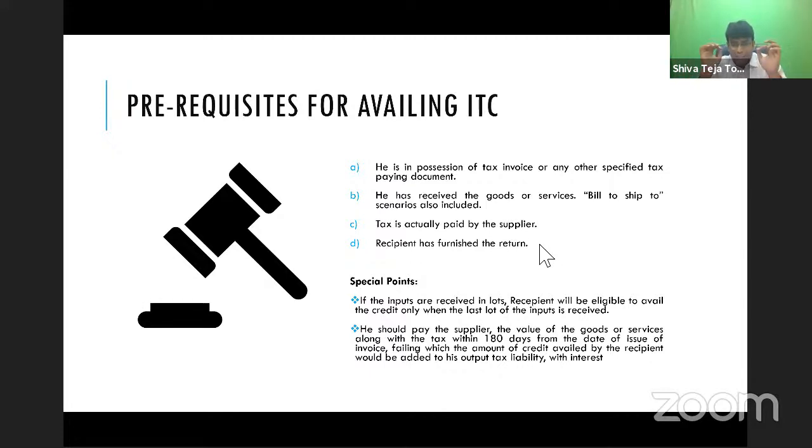One, he should have a tax invoice. He must be receiving the goods or services. Tax is actually paid by the supplier. The recipient has furnished the return.